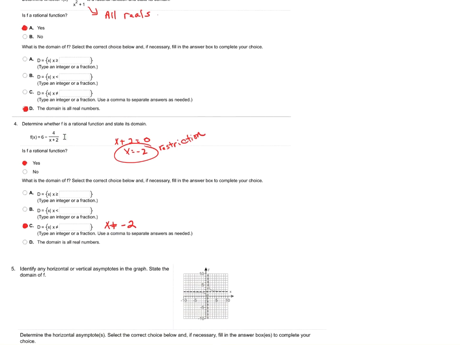Number 4, is this a rational function? Yes, it is. What's the domain? If you take the bottom and set it equal to 0, then x equals -2. There's no other restriction. So we go to C. The domain is all x's so that x is not equal to -2.